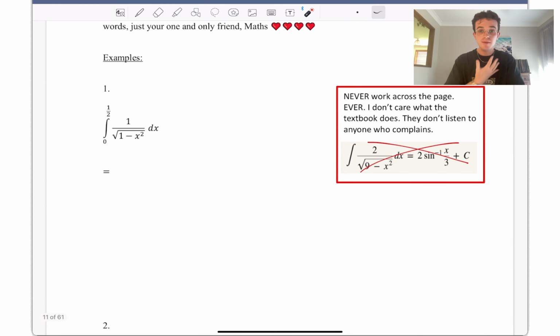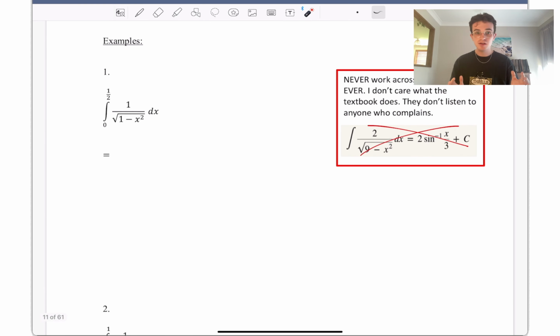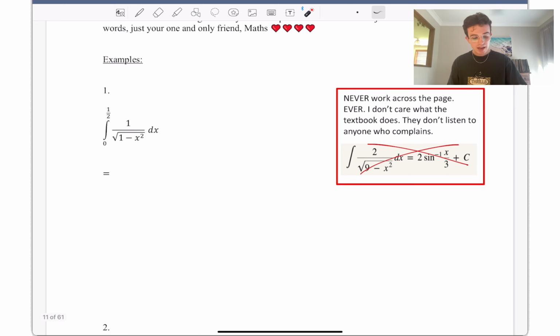Now, this is where maths, in my opinion, starts to get really exciting because we've really just got maths for the sake of maths. We don't have any words, we don't have any explanations, it's just numbers. Now, please don't do what the textbook does and work completely across the page. I hate when they do that, so we're going to work down the page to show our concise mathematical logic and argument. So we're going to have a look at the integral from 0 to a half of 1 over the square root of 1 minus x squared. Now that is the form of sine inverse of x.